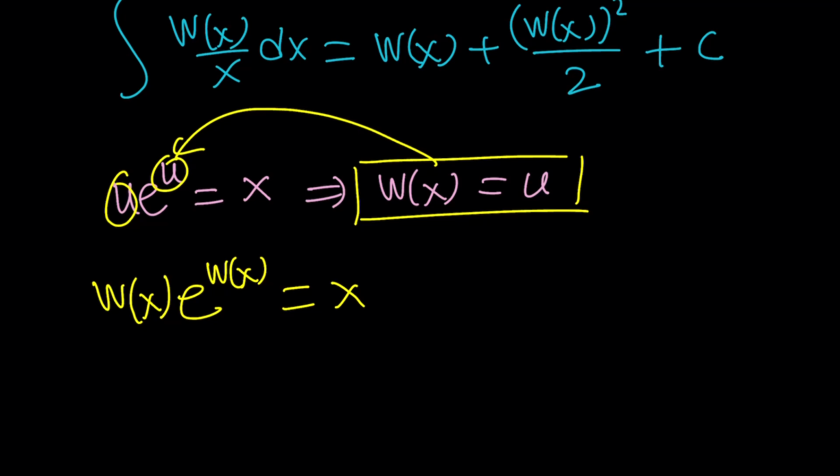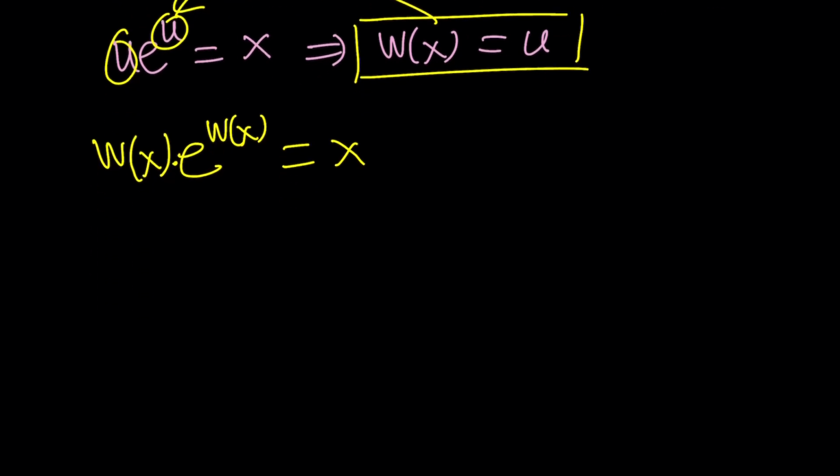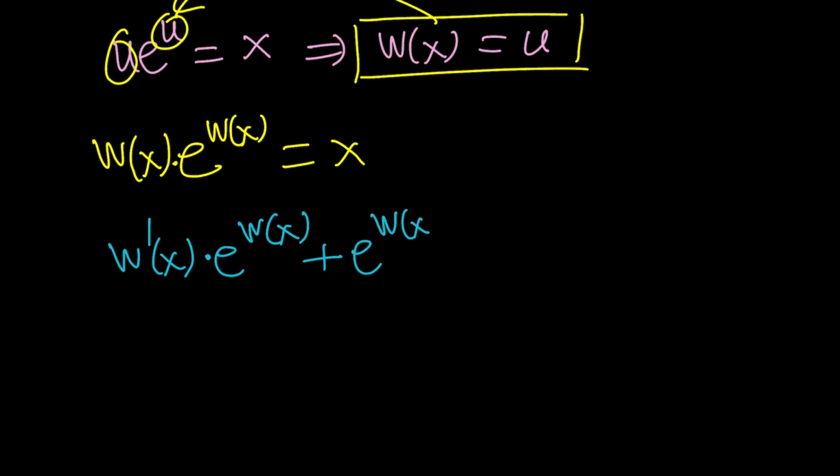Now this is going to help us differentiate w of x. How? Well, we can differentiate both sides with respect to x, and that's going to give us the following. From the product rule, we're going to get w prime of x, which is the derivative of w, times the second function, remember the product rule, plus the derivative of the second function. Now you have to be careful. The derivative of the second function is e to the power w of x times w prime, right? Because it's the chain rule. Remember, the derivative of e to the u is e to the u times the derivative of u, times the first function, which is w of x in this case, right? Chain rule. And then this is equal to 1. Why? Because the derivative of x with respect to x is 1.